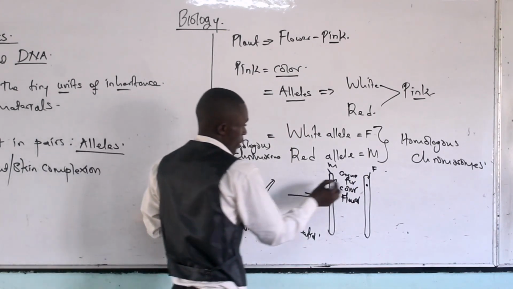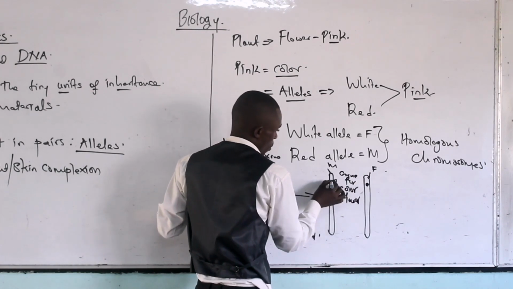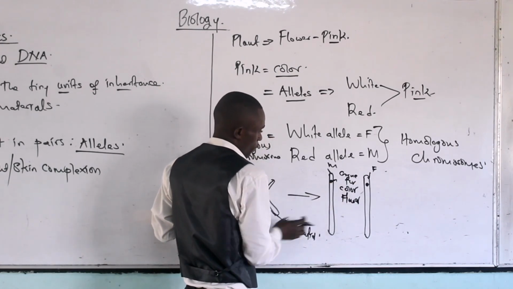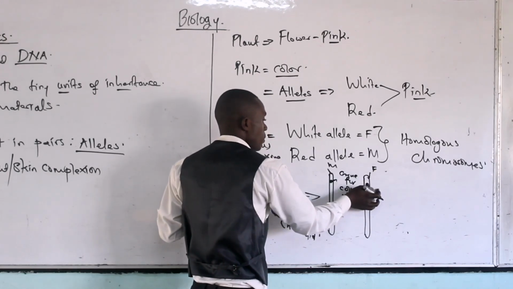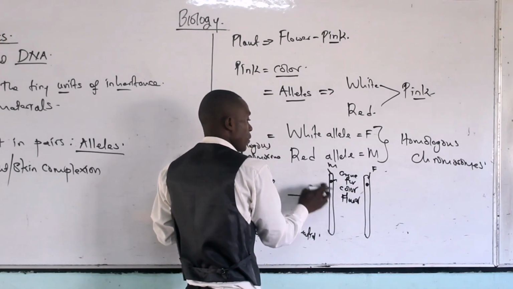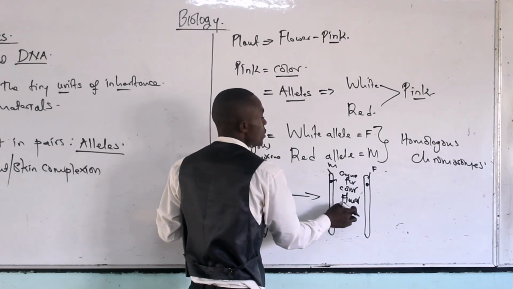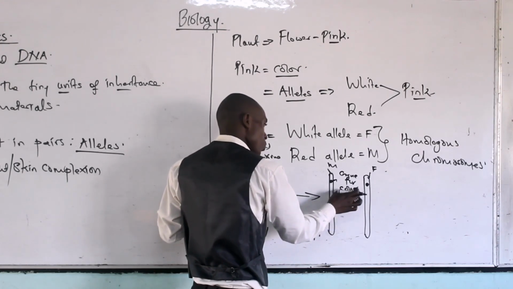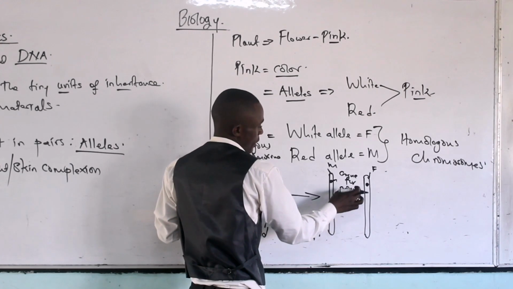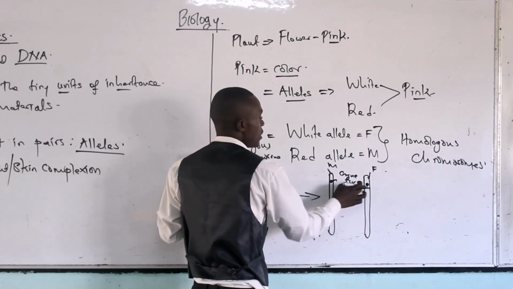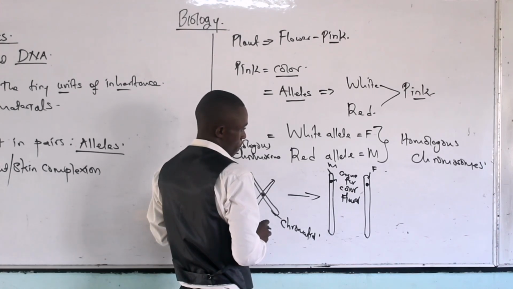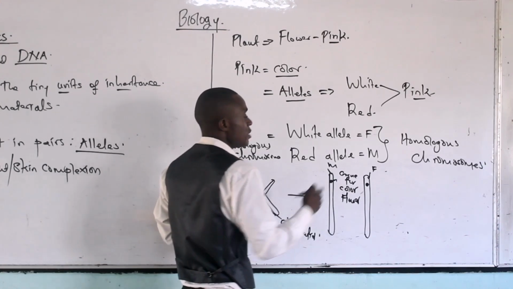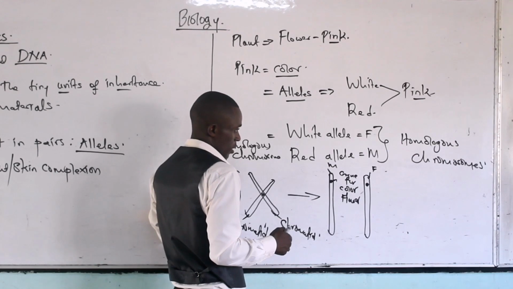So what does it mean? The female will bring in a gene responsible for the flower color. The male will bring in a gene responsible for the flower color. But the one which is going to be expressed depends on the relationship of these two alleles. That's why we find ourselves talking about dominant and recessive.